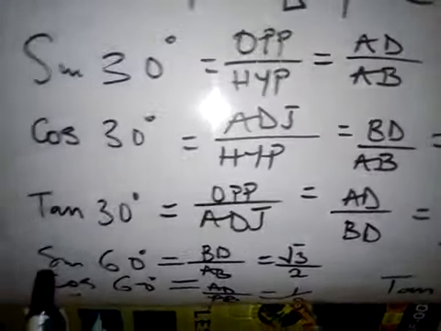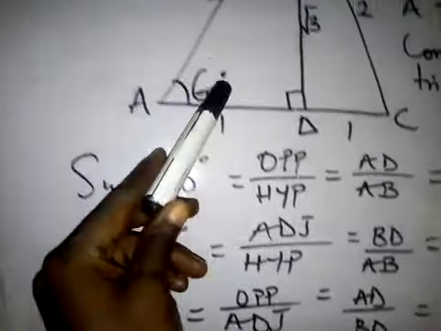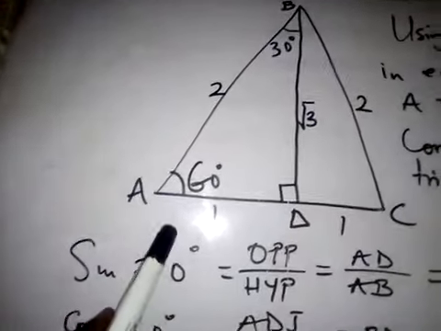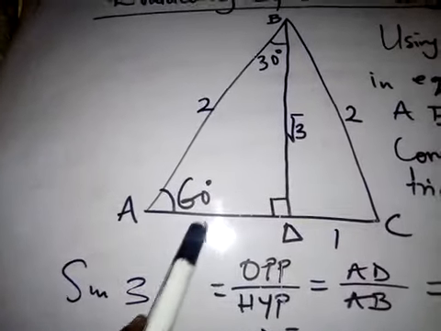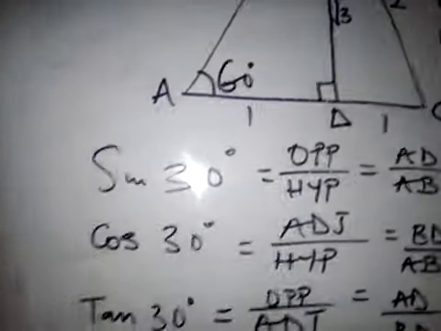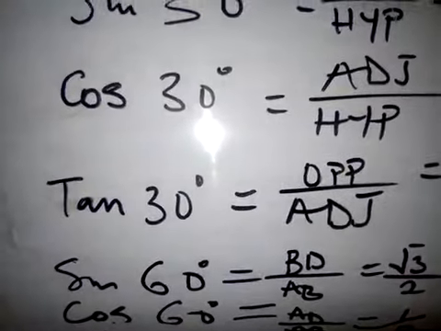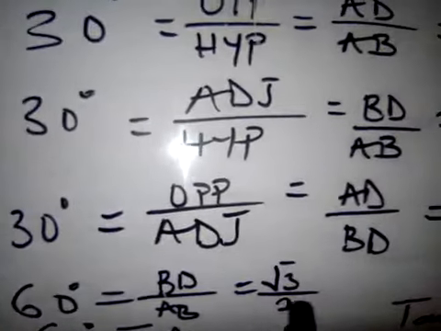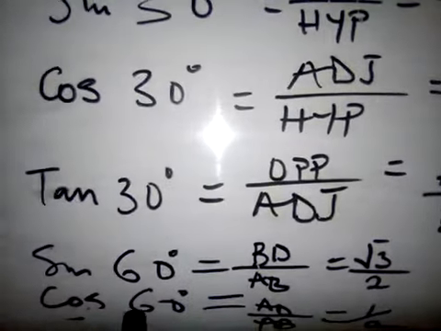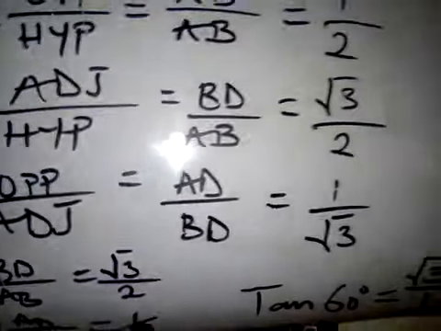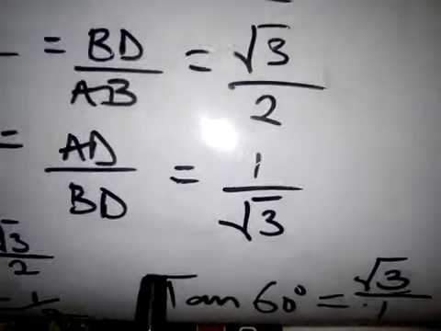So let's move to sine 60. When you move to sine 60, which is angle 60, that means the reference angle now is 60. So from this side, there are some things that will change. Adjacent will change, and opposite will change, but hypotenuse will still remain because it's the longest side. So considering the above triangle, our sine 60 will be what? BD over AB, which is root 3 over 2. While our cos 60 will be what? AD over AB, which is 1 over 2. And also tan 60, which is what?